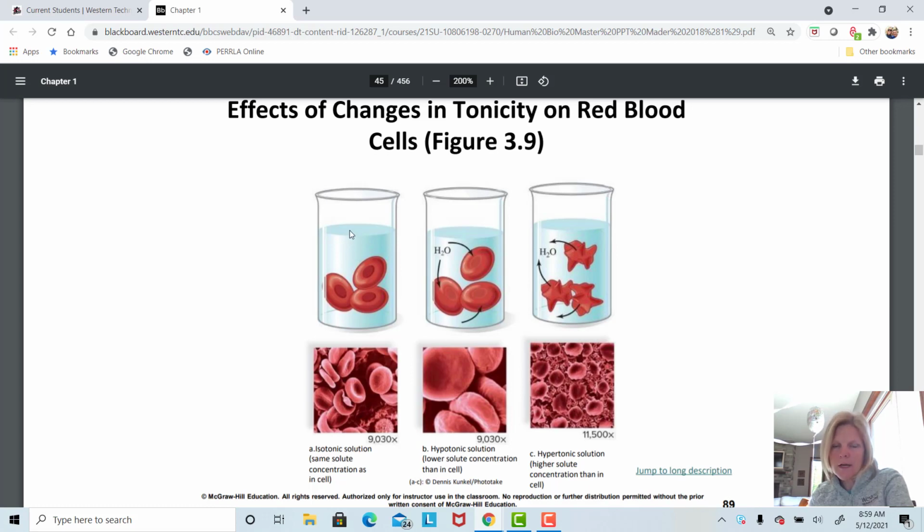Ideally, we want isotonic solutions for our cells. We want our cells to be in a happy solution where there are no big movements of water causing those cells to shrink or swell. So cells will shrink in a hypertonic solution, and that's again a concentrated solution like high salt or high sugar water, and our cells will swell in a pure water solution.